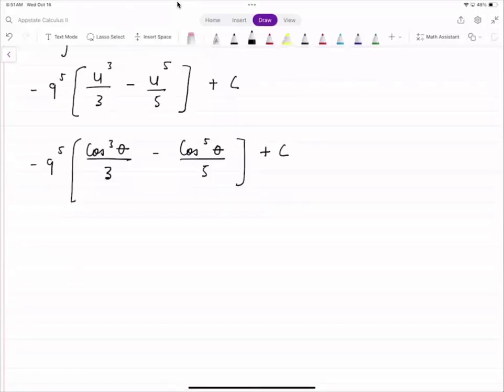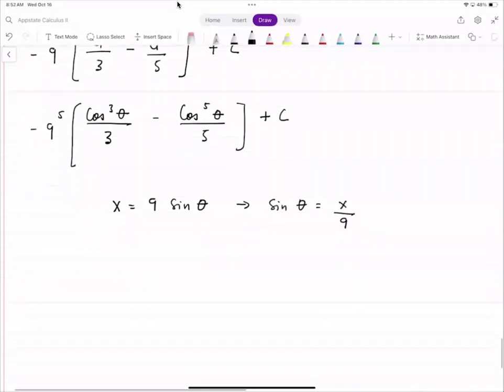Okay, let's try to expand this thing here. Or we could decide to leave it like that and then simplify. And so we have this here. Are we done? No, we are left with the final step. So we said x to be 9 sine theta. And so from here, we can see that sine theta is x divided by 9. Do you all agree with that? And so let's draw our triangle.